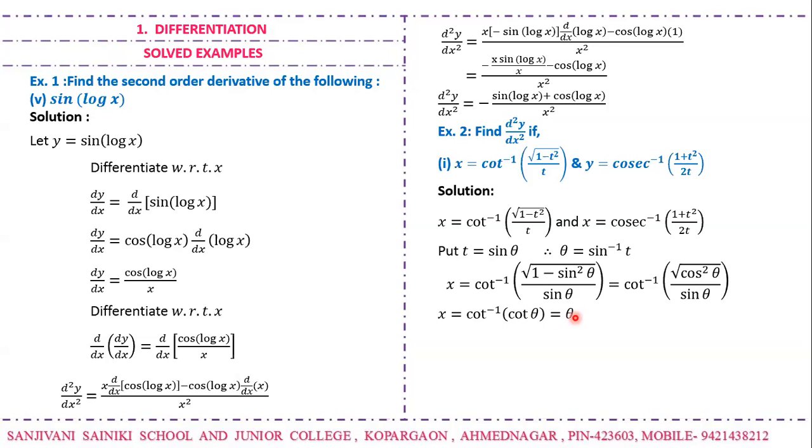So cot inverse of cot theta is theta. Okay, so x is equal to sine inverse of t. Now differentiating with respect to t, dx by dt is equal to d by dt of sine inverse of t. It is 1 upon root 1 minus t square. This is our equation number 1.